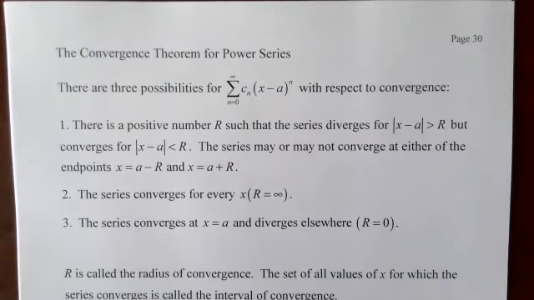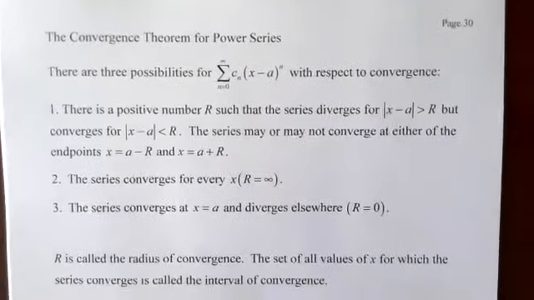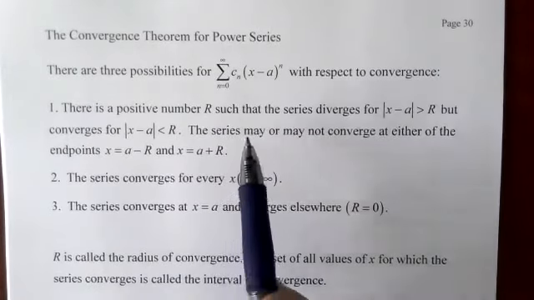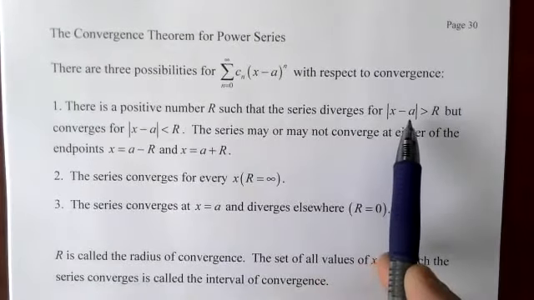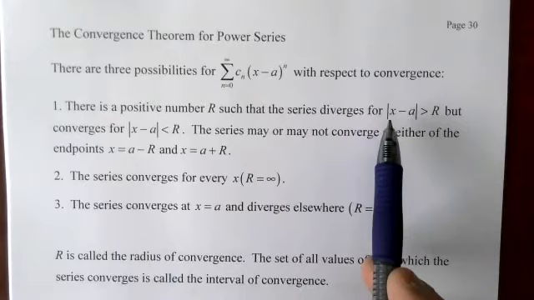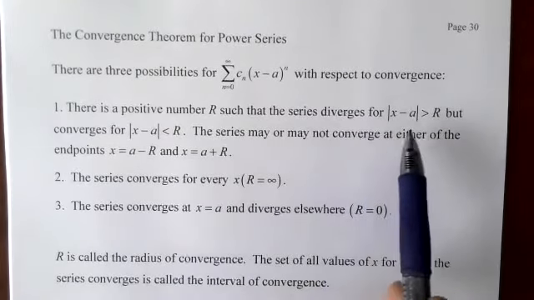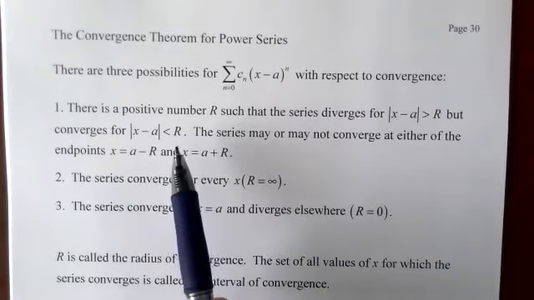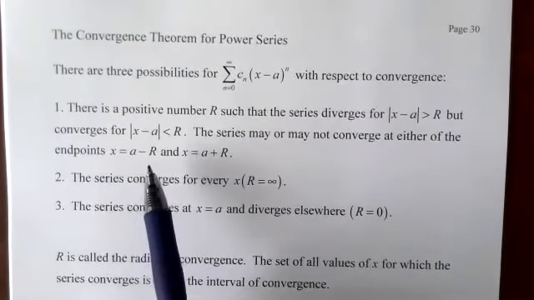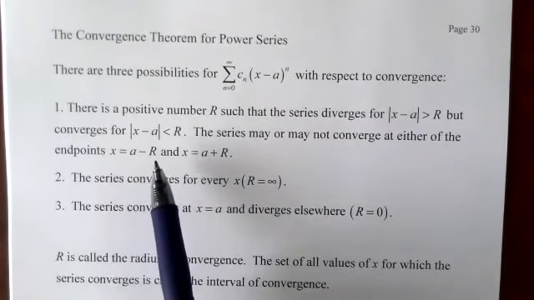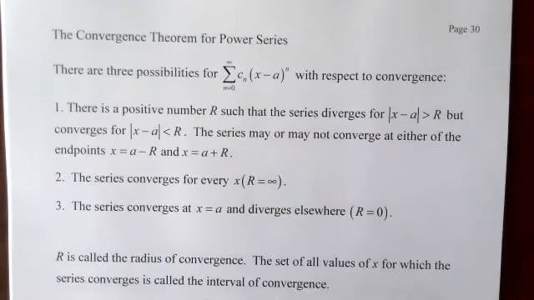If it converges, great. So there's some positive number r such that the series diverges when |x - a| is greater than r. Remember, we just did centered at 0. It diverges when it's greater than r and converges when it's less than r. So you end up with convergence between a - r and a + r, like we just did.